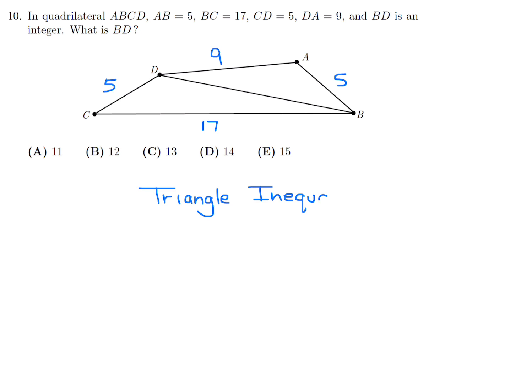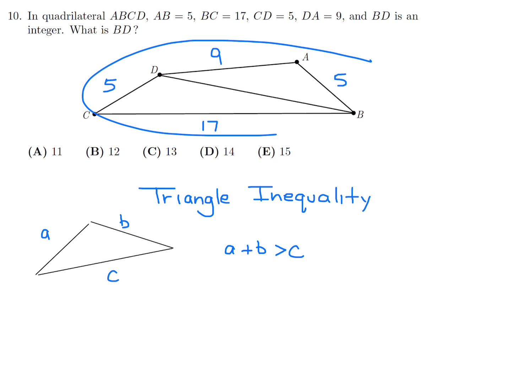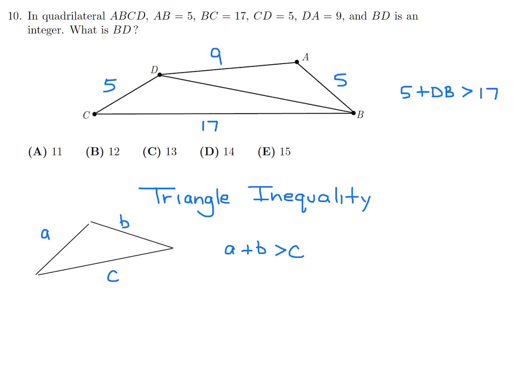The triangle inequality states that if you have any triangle, let's say you have a triangle that looks like this, and it has sides A, B, and C, then A plus B must be greater than C. So we are going to apply that inequality on the triangles here. On the first triangle, this one right here, I will apply this inequality. DB is fine. It basically means that 5 plus DB must be greater than 17. So that means DB is greater than 12.